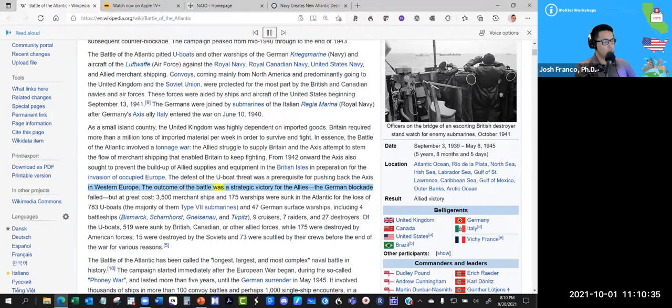The outcome of the battle was a strategic victory for the Allies. The German blockade failed, but at great cost. 3,500 merchant ships and 175 warships were sunk in the Atlantic for the loss of 783 U-boats, the majority of them Type 7 submarines, and 47 German surface warships, including 4 battleships, Bismarck, Scharnhorst, Gneisenau, and Tirpitz, 9 cruisers, 7 raiders, and 27 destroyers. Of the U-boats, 519 were sunk by British, Canadian, or other Allied forces, while 175 were destroyed by American forces.